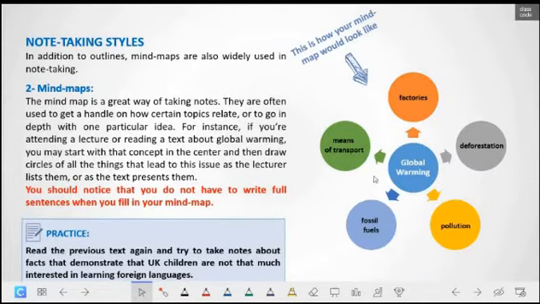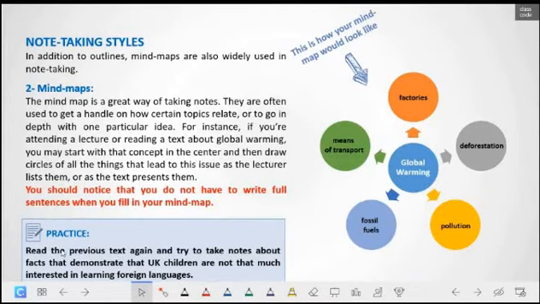So as you can see, we have global warming in the middle. This is the main topic, the major topic. And then you have the other subtopics. It could be causes, it could be effects, it could be anything. So we have global warming, and we have the causes. What are the causes of global warming? We have factories, deforestation, the cutting of trees, pollution, fossil fuels, and means of transport like cars, buses, motorbikes, and so on.